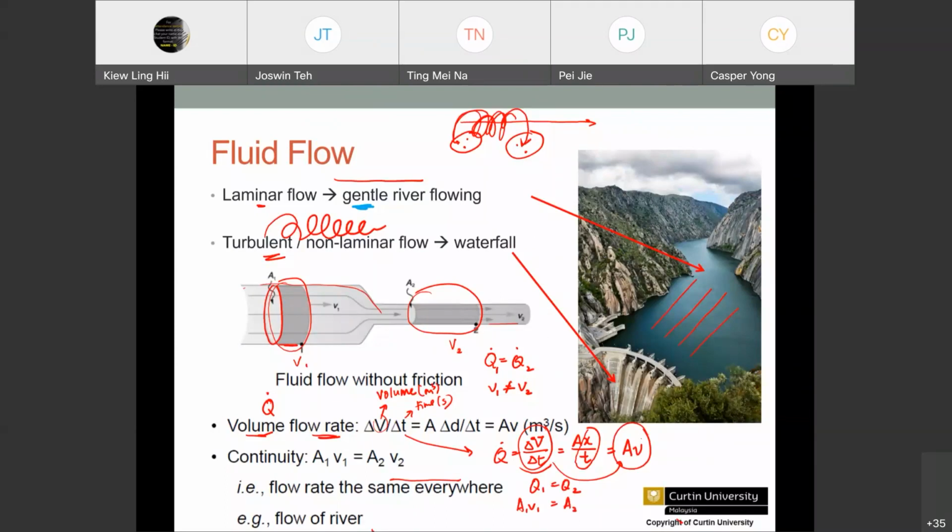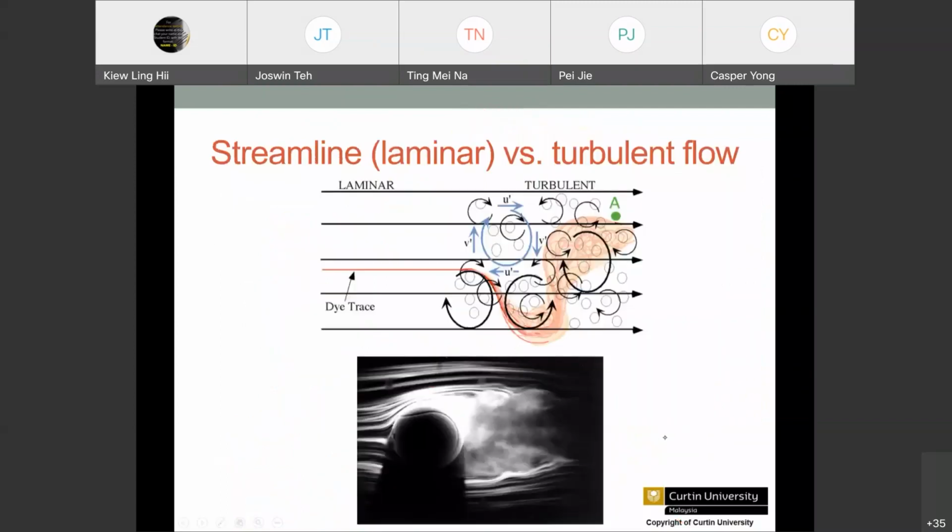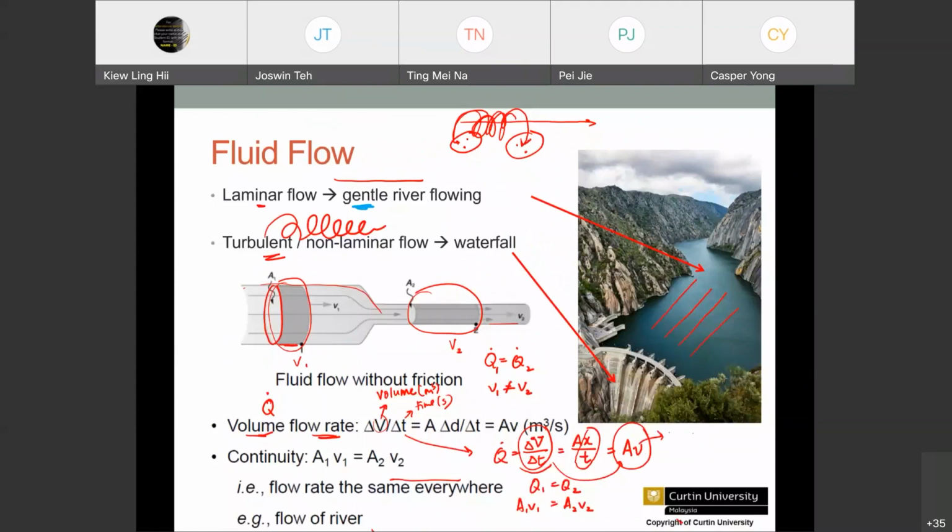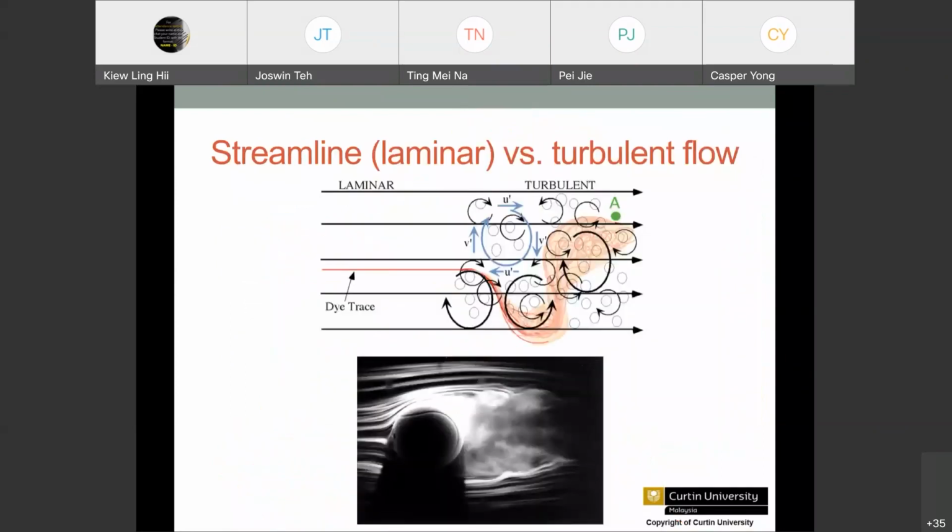Remember now this small capital V is your velocity in meter per second. So this is what we call the equation of continuity. And this one is only applicable to dynamic fluids. Okay, so this is an example of the laminar and turbulent flow.